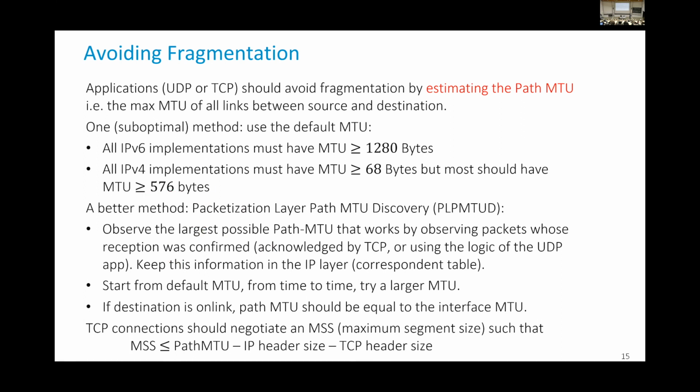So something similar to what we do in TCP with the congestion window, but here with a different setting, to try to have as large a packet size as possible while avoiding fragmentation. Of course, if the destination is on link, that means the same LAN as you, then your path MTU should be equal to the MTU that's configured in your interface.